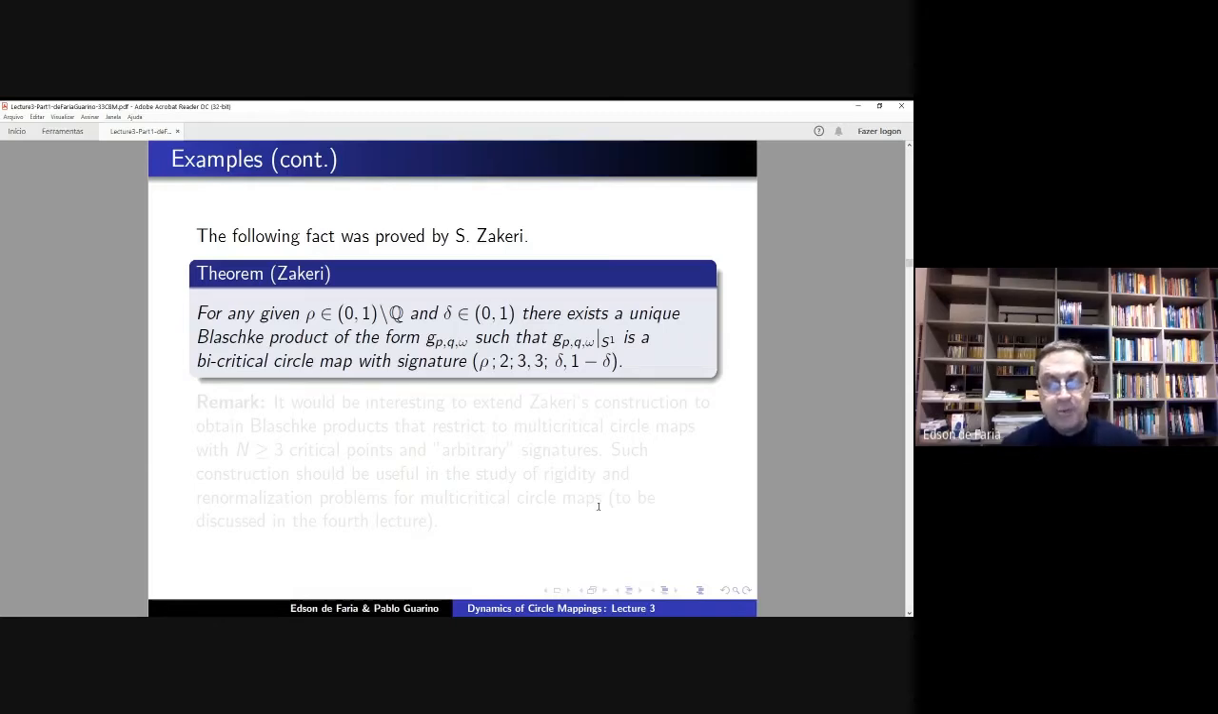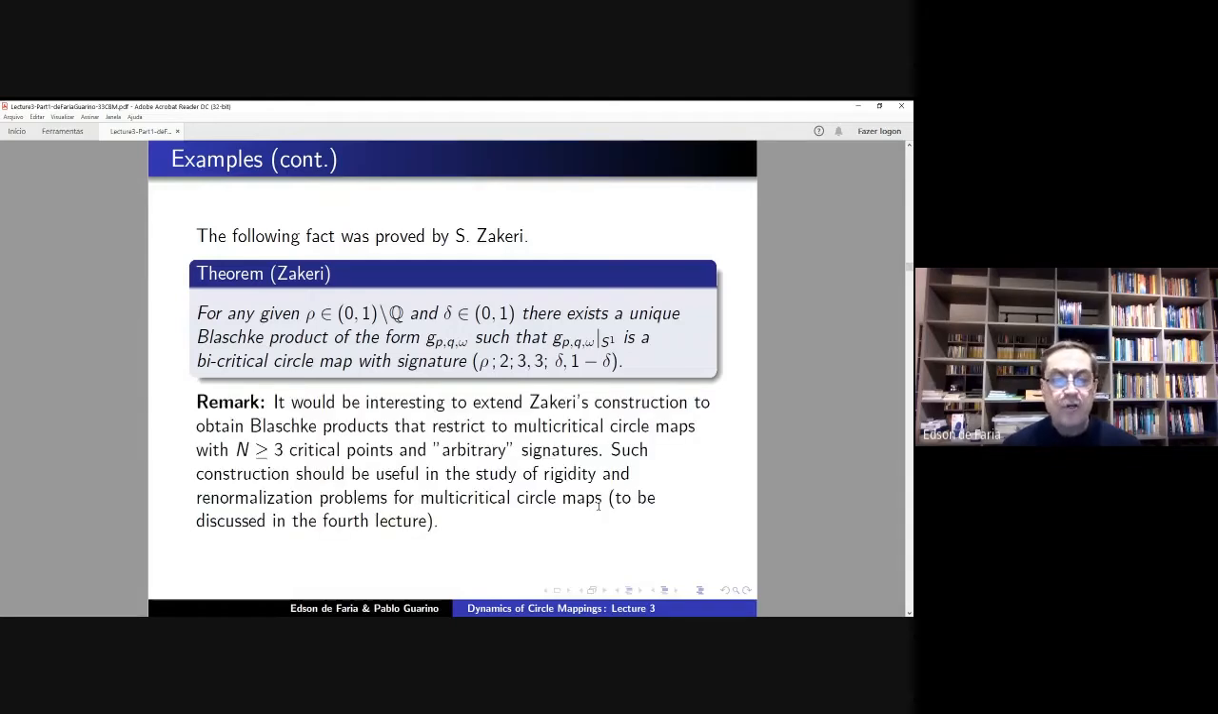So Zakeri proved that in this family you can realize bicritical circle maps with this type of signature. This actually raises a question which is, as far as I know, not worked out anywhere that I've seen. It would be interesting to see if you can write down, for every given signature, a corresponding Blaschke product that, restricted to the unit circle, realizes a multi-critical circle map with those many critical points of those types specified by the signature.